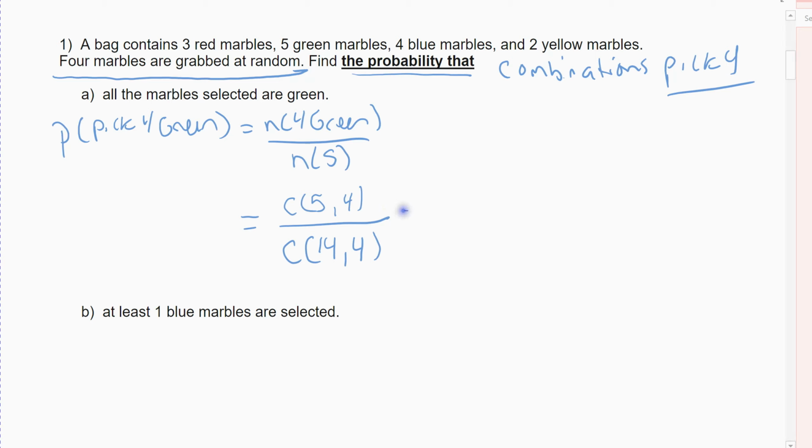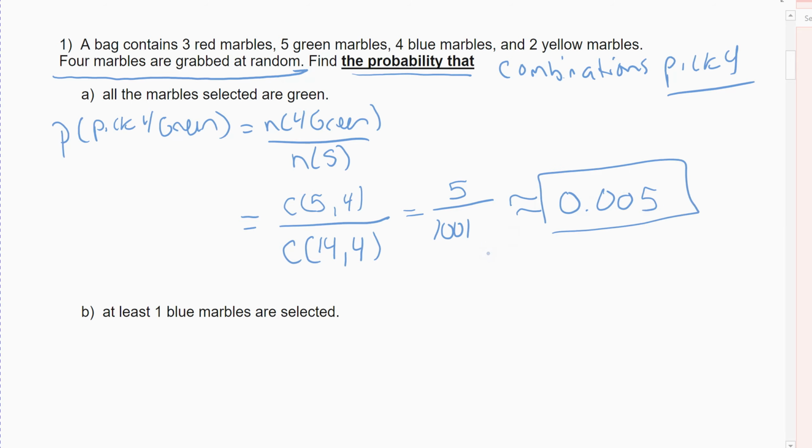And then you plug those in the calculator. 5 choose 4 is 5. 14 choose 4 is 1001. And then find the decimal approximation. And again, make sure you're careful. Round to, if it's on a test or quiz, it should always tell you what you're supposed to round to. This one would probably tell you to round to 3 decimal places because it comes out 0.04995, so I'm going to round to 3 decimal places: 0.005. So a very slim possibility, very low chance of it happening.